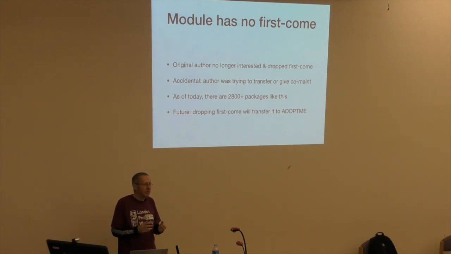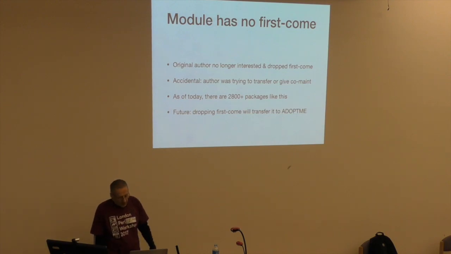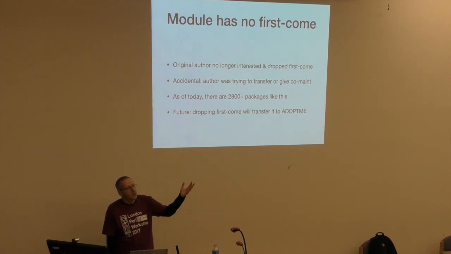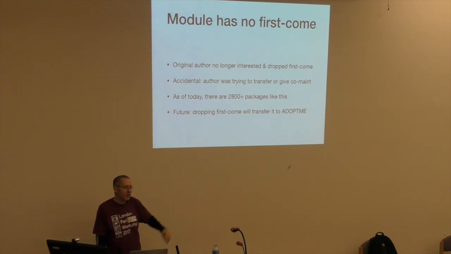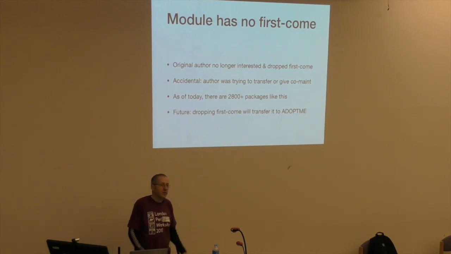Sometimes this happens accidentally. Someone's using the web interface, they meant to give it to someone else, they do the wrong thing. That's another scenario when they come to us and we fix it up. So as you see, there are nearly 3,000 packages like that. What we're going to do in the future is, if you want to drop your ownership of a package, it will automatically get the adopt me flag on it, which says this is available for someone else to come along and take over, and there's a well-defined process for that.